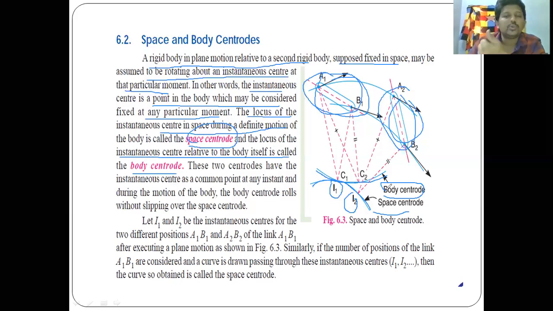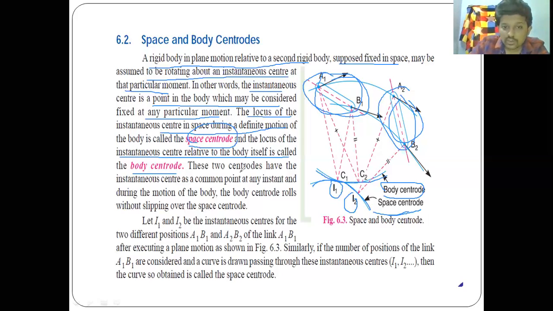Here we are considering two rigid bodies which are moving relative to each other, so each body has instantaneous centers. The locus of those instantaneous centers in space is defined as the space centroid. That means simply we are talking about the locus of the instantaneous centers. But if we are talking about the locus of instantaneous centers relative to the body, that means if both bodies are moving relative to each other, then there will be a locus for that, and that is denoted as the body centroid. Okay.